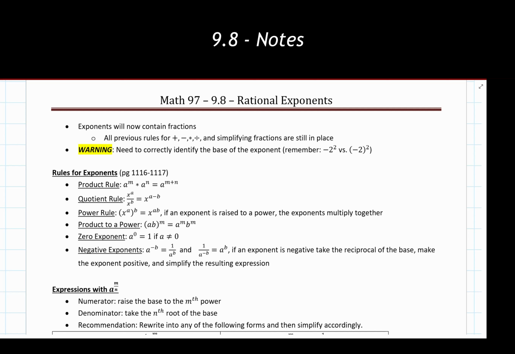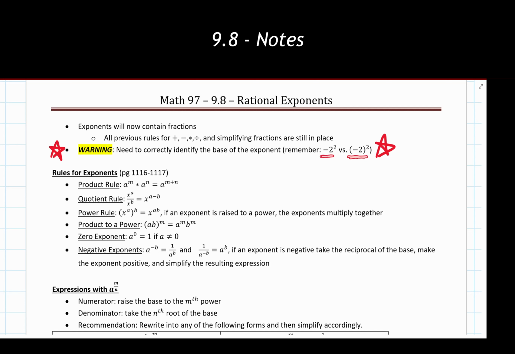It should also be stated, as a refresher and a reminder, that because we are working with exponents, we need to make sure that we are correctly identifying the base of each exponent before we actually apply that exponent to the problem. So the main difference is between having negative 2 to the second power versus the quantity of negative 2 raised to the second power.